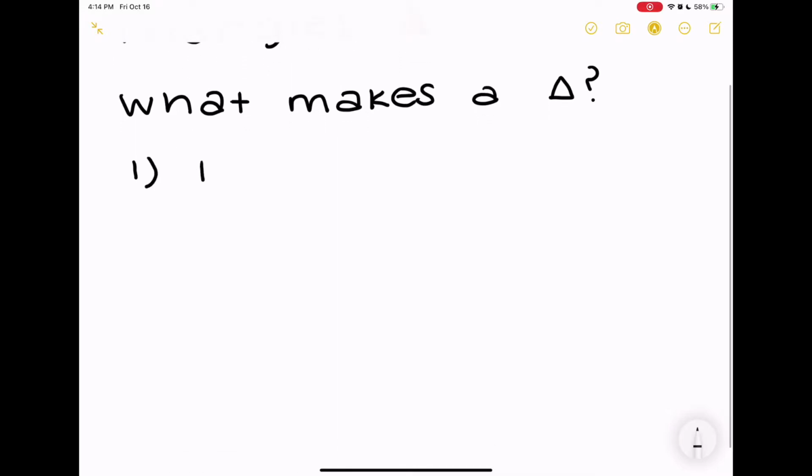Well, first, let's state the obvious. It has 3 sides. Just like how a square has 4, a triangle has 3.